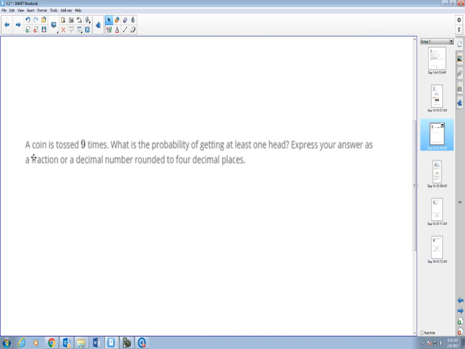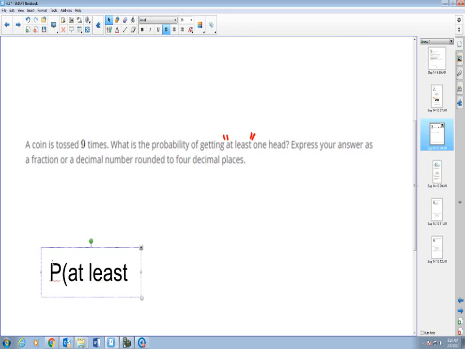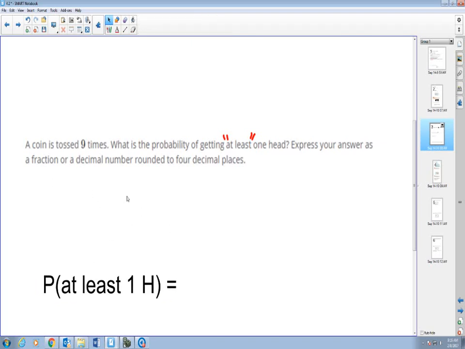Alright, in this example, let's suppose a coin is tossed 9 times. What is the probability of getting at least, this is a very important word, at least one head? So this problem is to find the probability of at least one head. How many ways can I get at least one head out of 9 tosses?